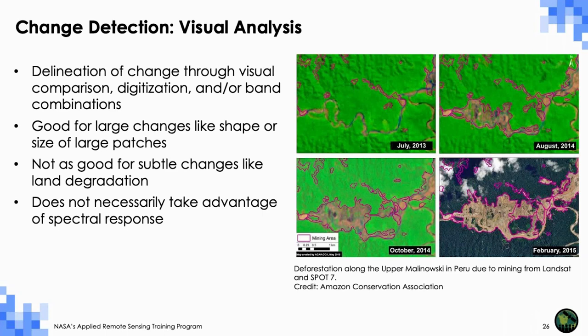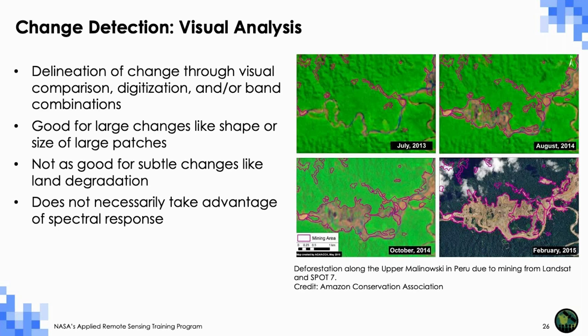Visual analysis is usually completed by just a simple visual comparison, hand digitization, and the use of band combinations to identify change. So like I mentioned before, this is often best for large changes, like the shape or size of large cover type patches. And it's definitely not as good for subtle changes for things like land degradation. So this method also doesn't necessarily take advantage of the spectral response of cover types, in the same way that something like image differencing might.